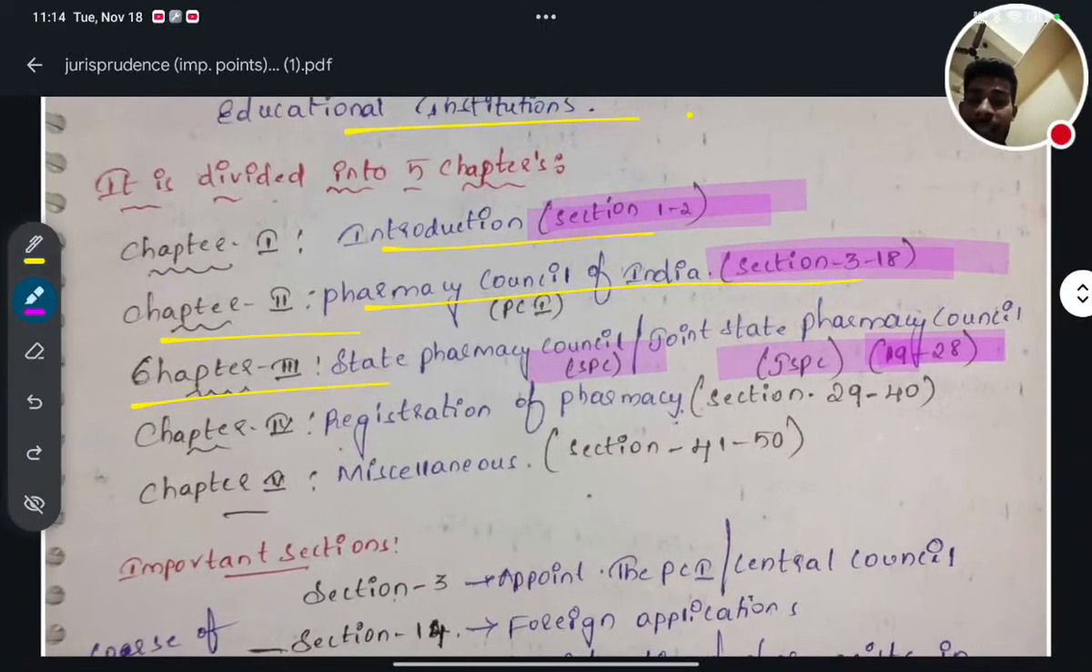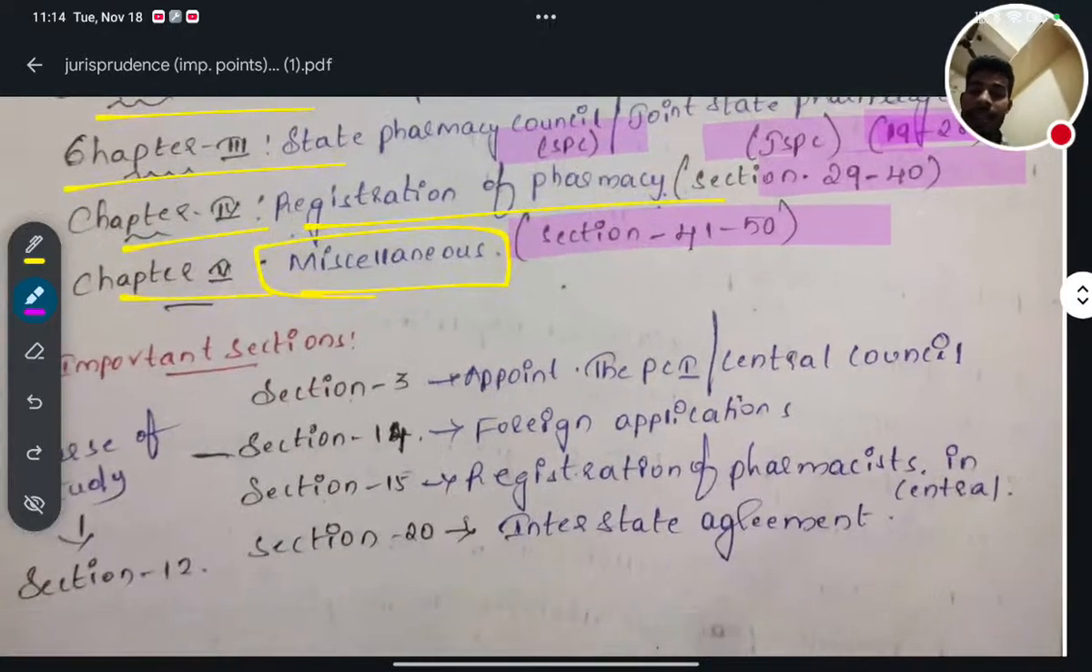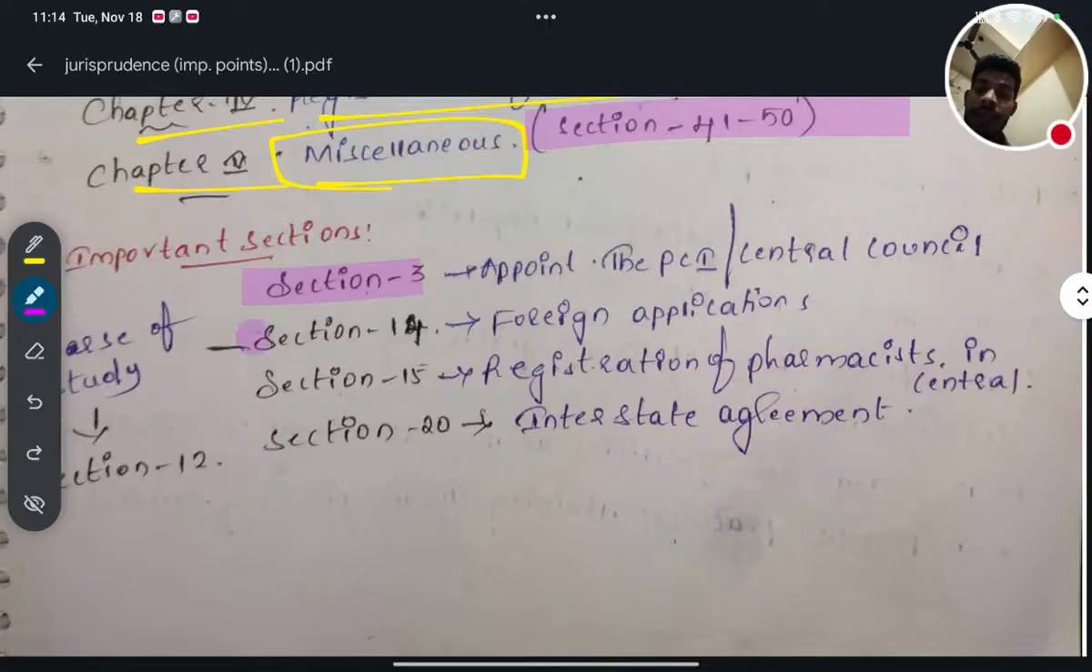And next, chapter 4 is all about registration of pharmacists and it has section 29 to 40. And the last chapter, chapter 5, contains miscellaneous points and it has sections 41 to 50. The important sections are section 3, section 14, section 15 and section 20.